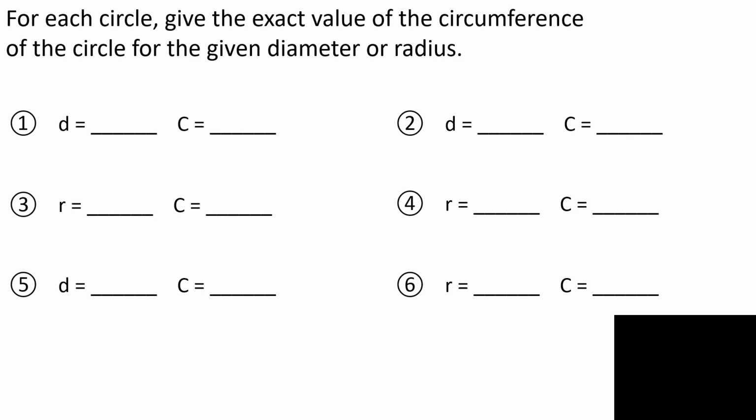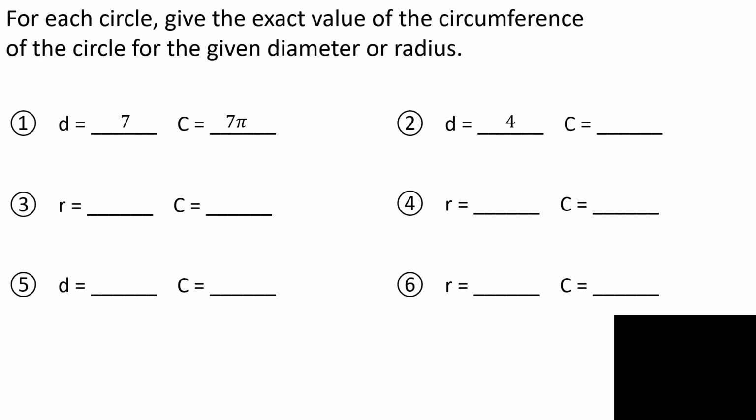All right. So let's get ready. Right on the back side of your do now, I'm going to provide either the diameter or the radius, and we want to calculate the circumference with an exact value. Number 1, if the diameter is 7, what would be the circumference of that circle? Well, I do diameter times pi. So 7 times pi. That is the exact length of the circumference. That's the answer.